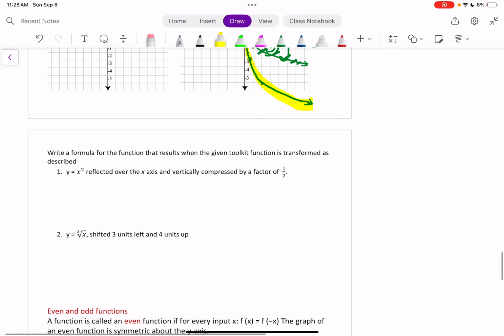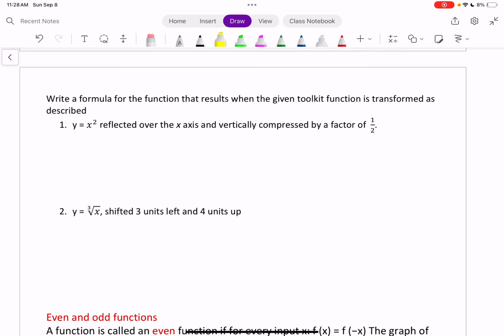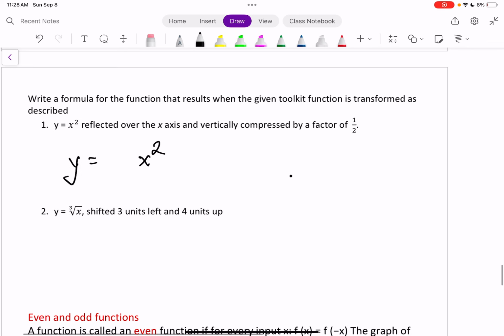All right. Let's try this one more time. Write a formula for the function that results when the given toolkit function is transformed as described. So we are starting with the x squared function. This one's reflected over the x-axis. Over the x-axis simply means to put a minus to the x squared.